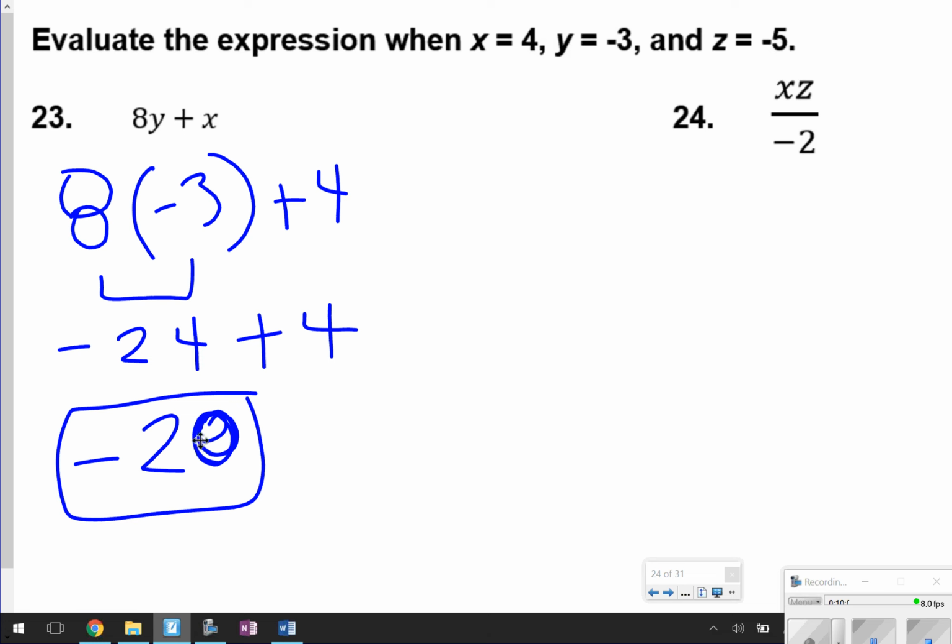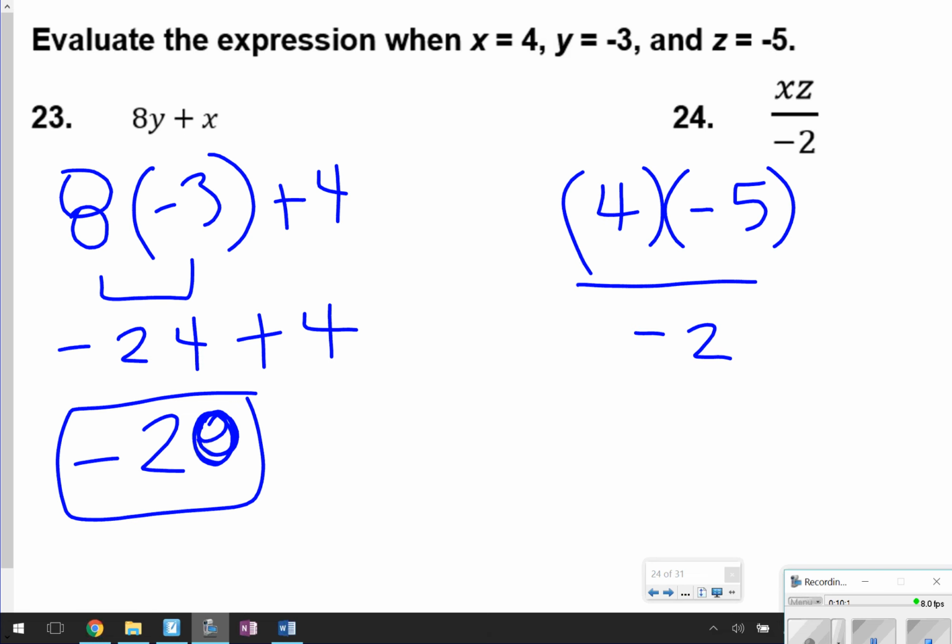Over here with 24, again, plugging in your values. A lot of people forget that when you have two letters beside one another, it means to multiply. So just make sure you did that correctly. 4 times negative 5 is negative 20, because 4 was x, negative 5 was z. So I got negative 20 over negative 2, which just means dividing. Negative 20 divided by negative 2 is a positive 10.